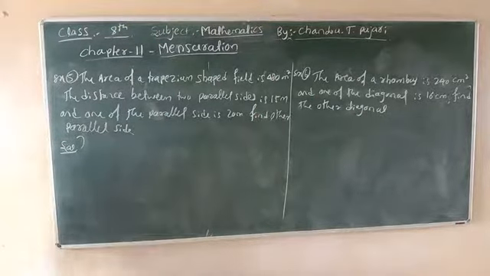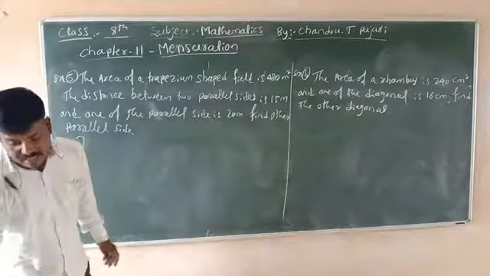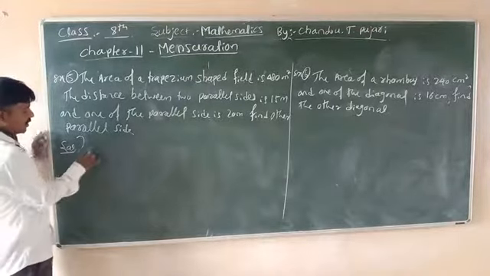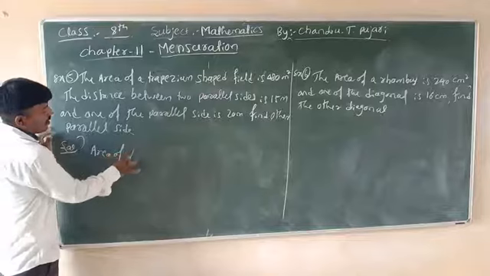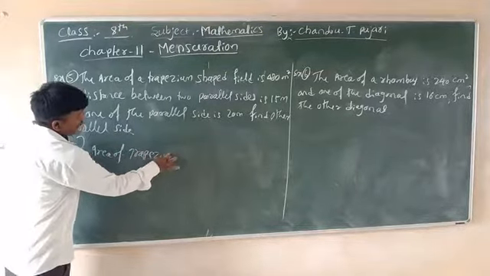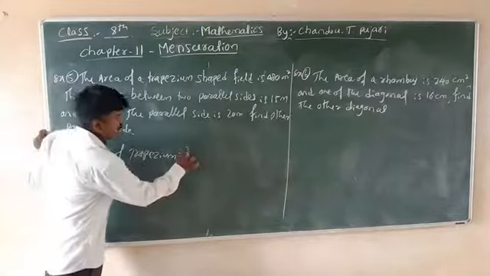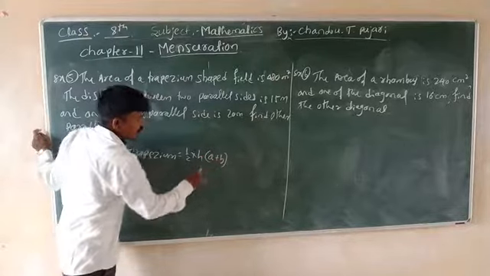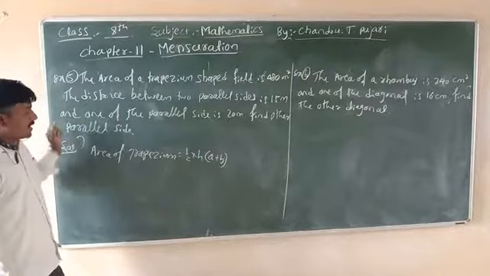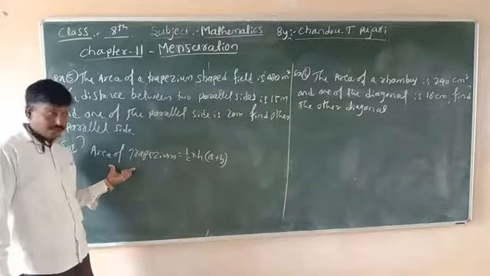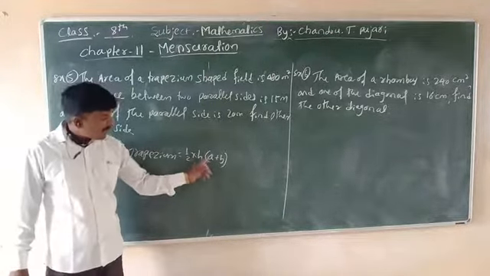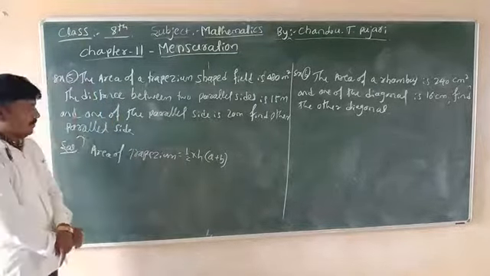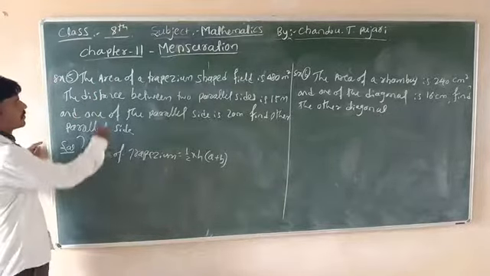Okay, this question is based on the trapezium. You know the area of trapezium formula. Area of trapezium is equal to 1/2 into the height into bracket of a plus b. This is your formula. But in this question, area of trapezium is given, and height is also given. One side of the trapezium is also given, and you can find out the other parallel side.